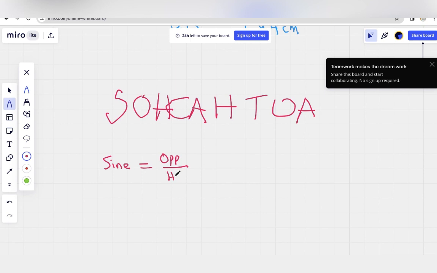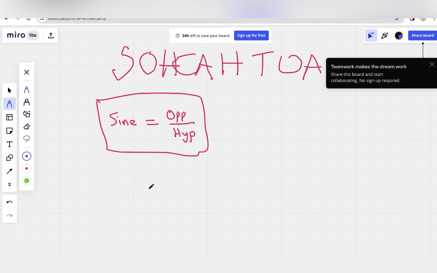The opposite is the side that is facing the new angle, not the angle 90. Okay, the side that is facing the new angle, which we're going to see over the hypotenuse. So this is the formula for sine. The length of the opposite side over the length of the hypotenuse side. The second one is cosine, which is coa. This one is so. You can see this is so.